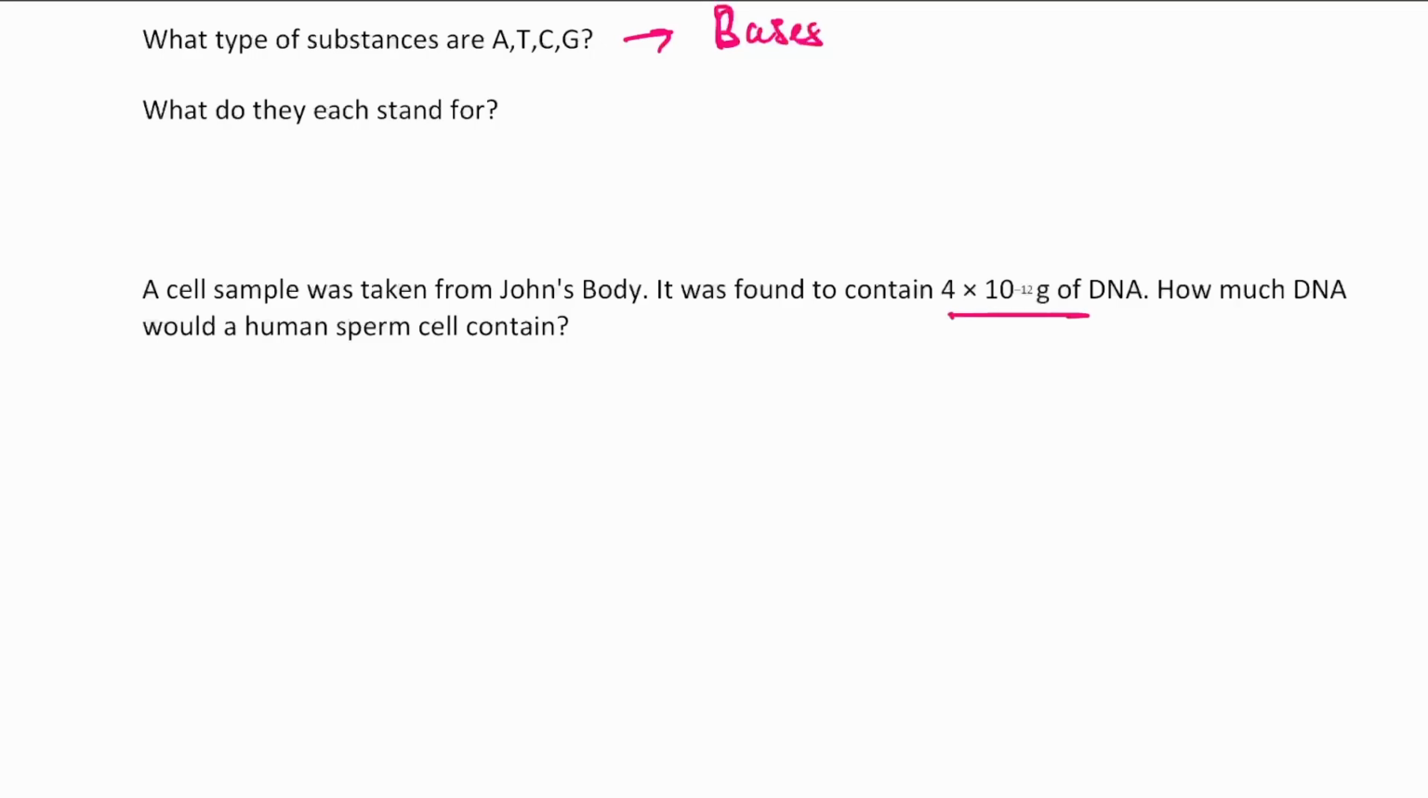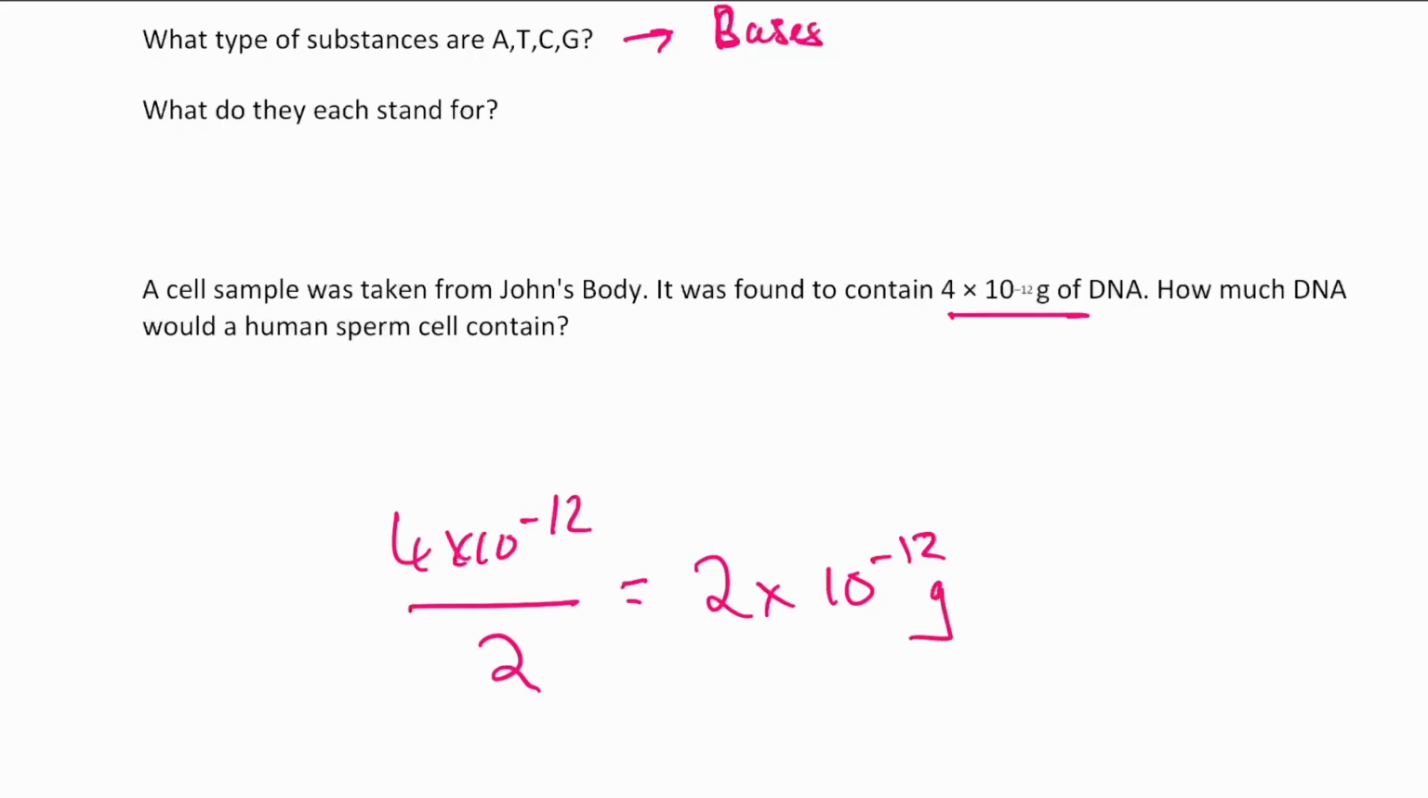And the key part here is that the body cell had 4 times 10 to the minus 12 grams of DNA. Okay, if that is the case, then how much DNA would a human sperm cell contain? Well, it's basically got exactly half the amount of DNA. So remember, the sperm cell combines with the egg cell to form a complete cell, if you like, with the complete genetic information. And so in the initial stage, the sperm, the sex cell, only has half of the DNA of a full adult human body cell. Okay, so then we would just divide that by 2 to get 2 times 10 to the minus 12 grams of DNA.